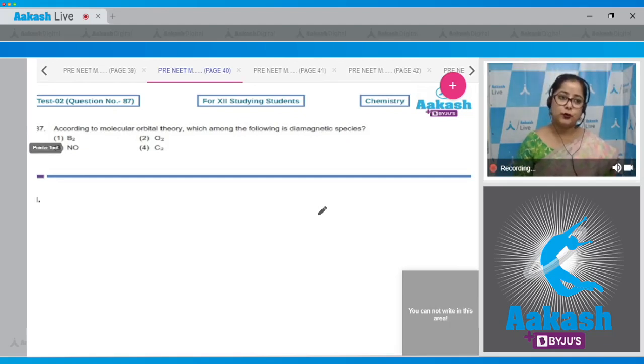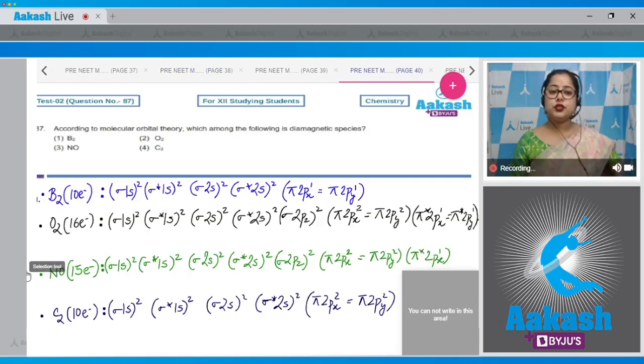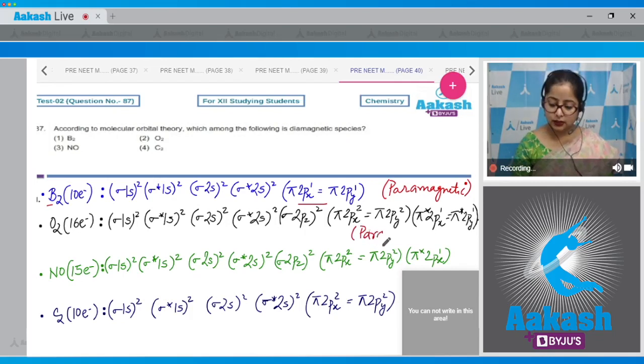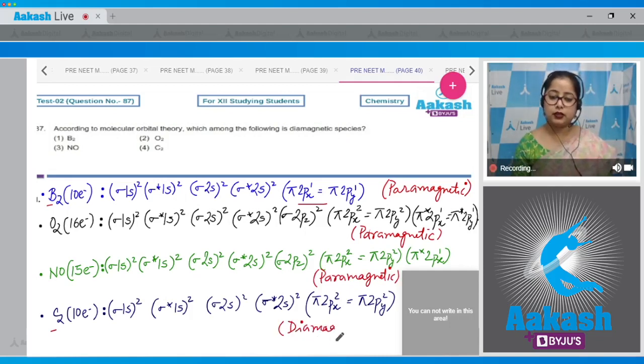First of all, I'm writing their molecular orbital configuration starting with B2. So students, we can clearly see that in B2 there are two unpaired electrons. As a result, this is paramagnetic in nature. Moving to O2, O2 also has two unpaired electrons. As a result, this is also paramagnetic in nature. Moving to NO, NO has one unpaired electron. As a result, this is also paramagnetic in nature. Moving to C2, C2 has no unpaired electrons. As a result, this is diamagnetic in nature. That means the correct answer is option number 4.